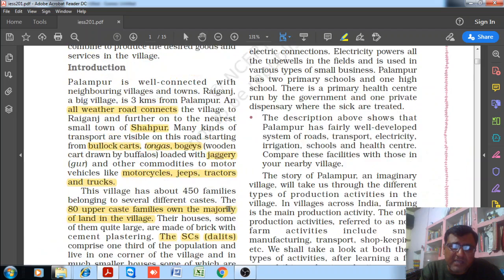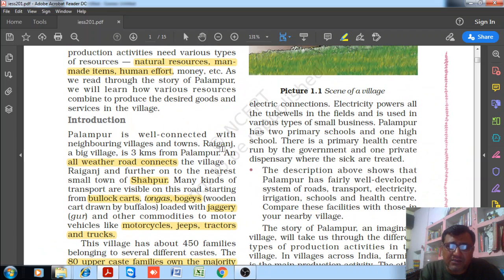Most of the houses have electric connections, and electricity powers all the tube wells in the fields and is used in various types of small businesses. Means electricity is fully available to all such families in Palampur, and is used for production and for irrigation through tube wells in the fields, and every house is connected with an electricity connection.